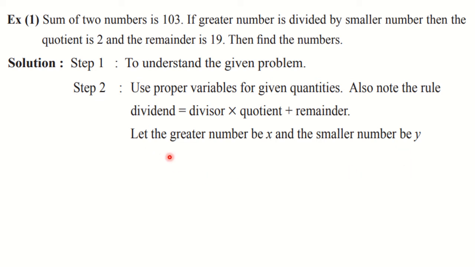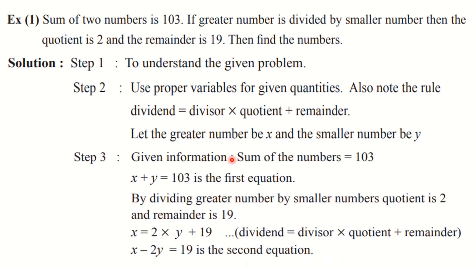So this is step 2, that we have understood the problem, and from that we have taken suitable variables for the quantities. Now next is to frame the equations. So let us make use of the two conditions. This is the first condition and this is the second condition. From the given information, the sum of the numbers is 103. The numbers we have considered as x and y, so what can we write? x plus y is equal to 103. This is the first equation, which we have written from the first condition.